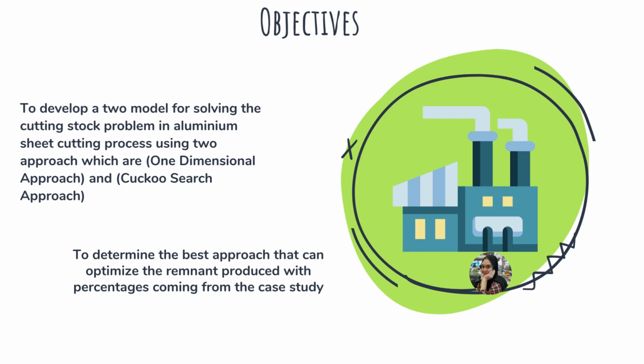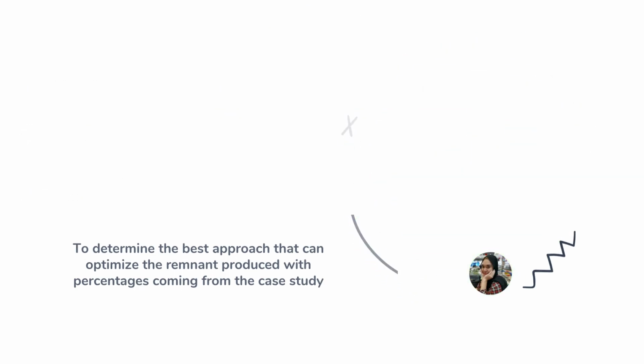The objective of this project is to develop a tool model for solving the cutting stock problem in the aluminium sheet cutting process by using two approaches, which are the one-dimensional approach and also the cuckoo search approach. Next, to determine the best approach that can optimize the remnant produced, with the percentage coming from the case study.